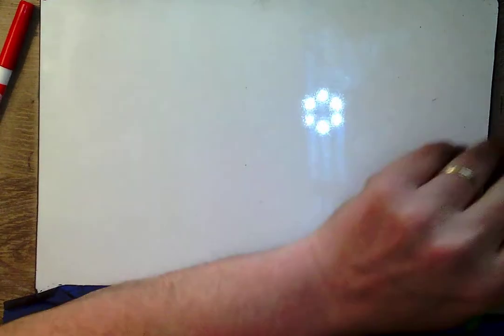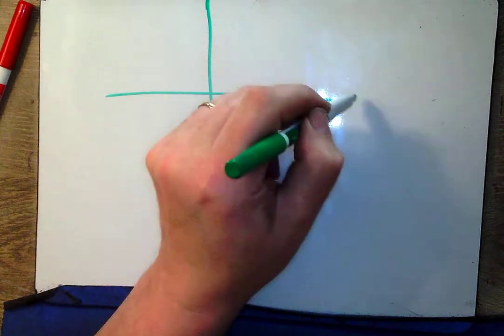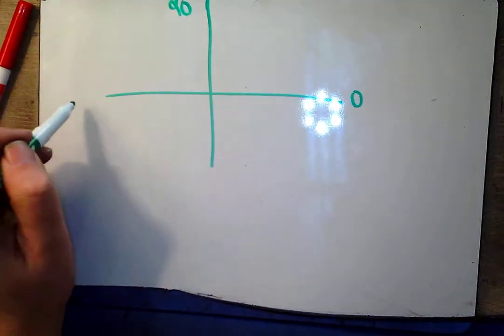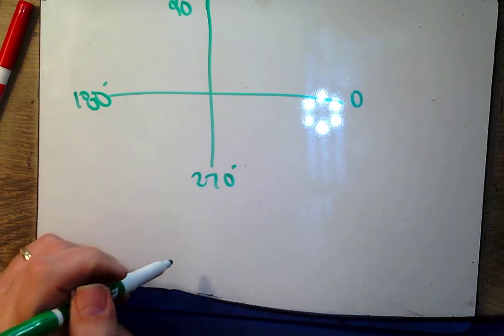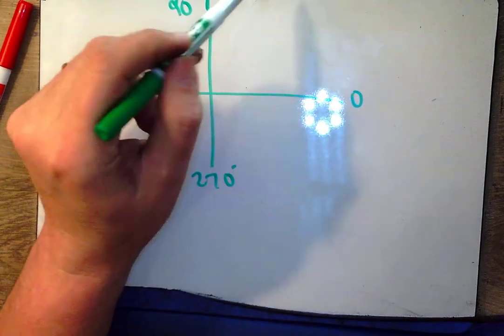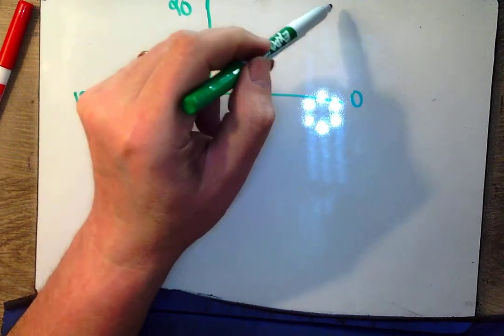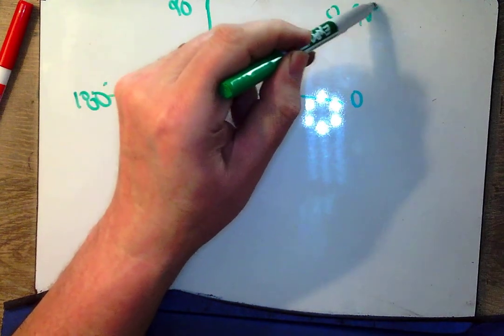Fabulous. Let's take this a little further. Before you might have said 0, 90, 180, 270. And you might have thought about, this quadrant is all about 0 to 90 degrees.